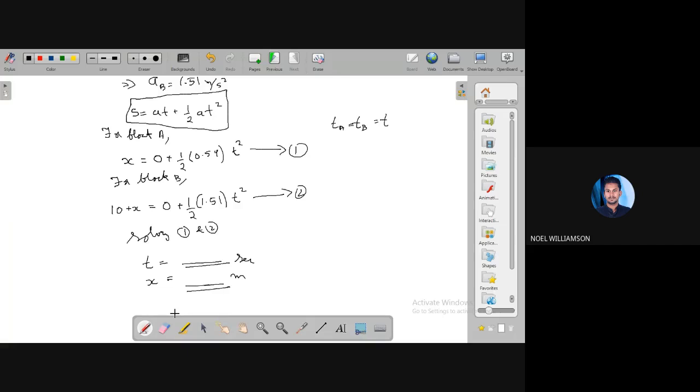Yeah, right answer. T equal to 4.66, 4.66 seconds, and the value of x is 6.41.